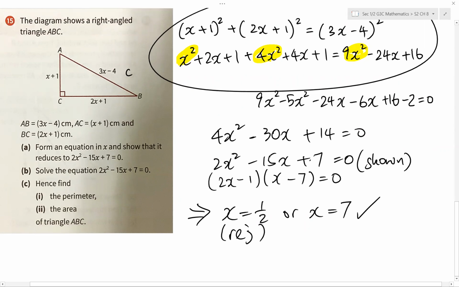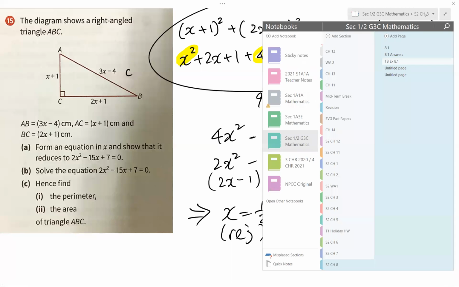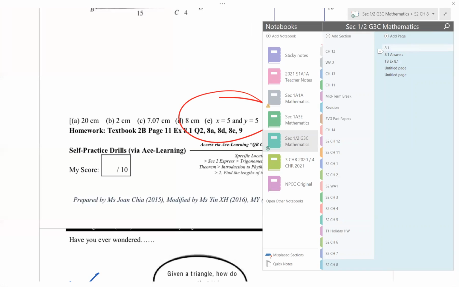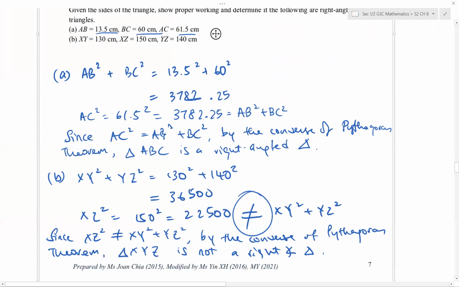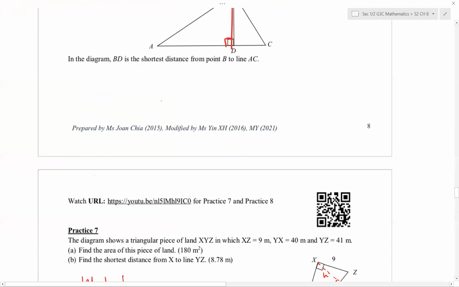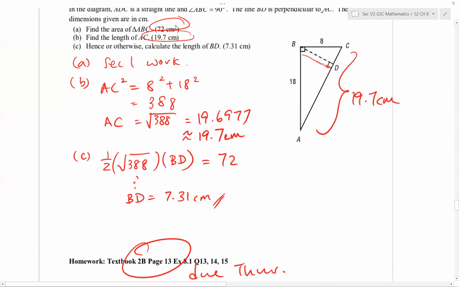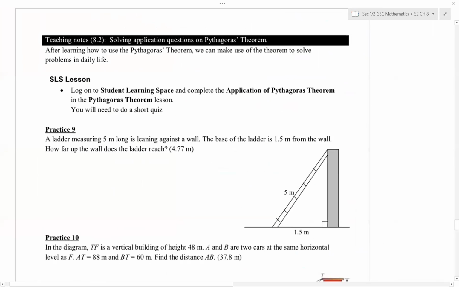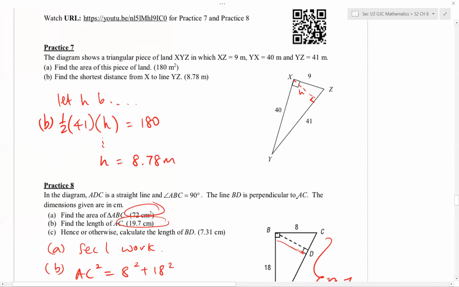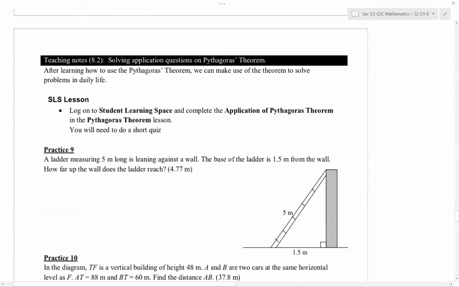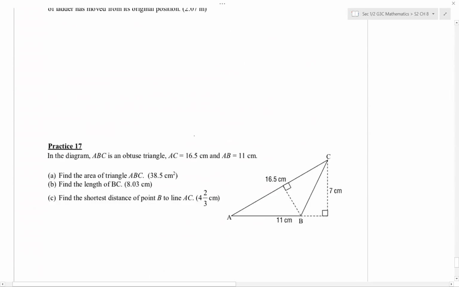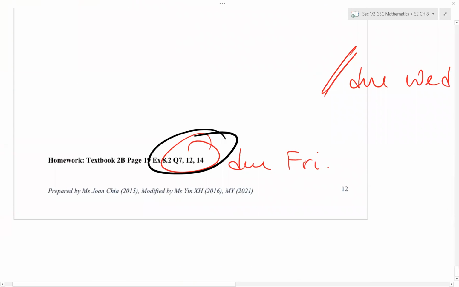Otherwise, tomorrow we are going through our chapter textbook exercise 8.2 questions found at the end of the notes. Okay, this one. 8.1. Today is Thursday, right? Is it Thursday today? Oh, sorry. Then Friday work. This one, due on Friday. 7, 12, and 14, exercise 8.2. Okay, due Friday, I mentioned before already.